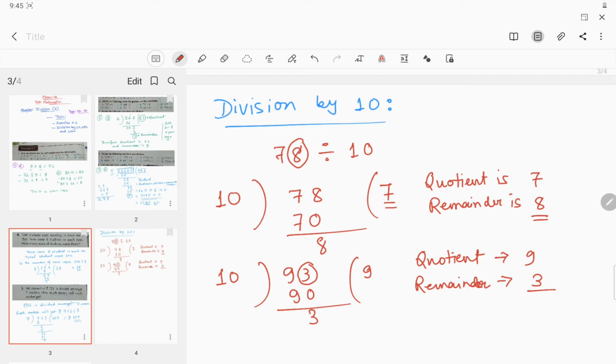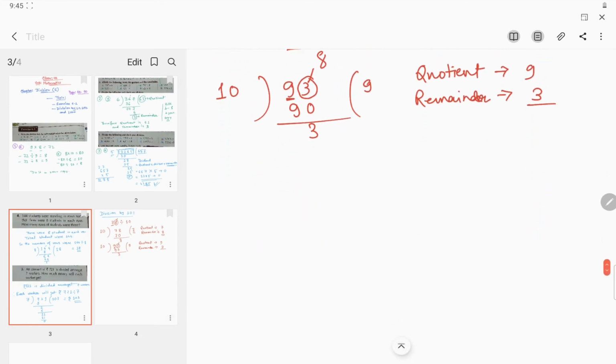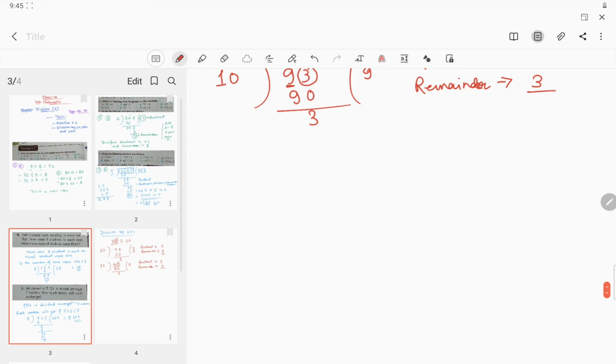So 7 is your quotient because this is the remaining part in this question. 9 is the quotient in the other, and the ones place, the digit 8 for this question and the digit 3 for the other question, is your remainder. So please remember these things.